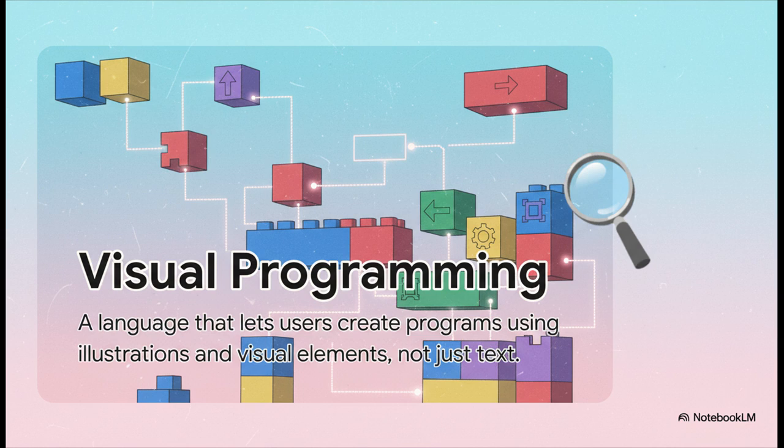So what is visual programming, really? At its heart, it's pretty much what it says on the tin. It's a language where you build programs by moving around visual things. You're dragging blocks, you're connecting dots, you're arranging icons. You get to focus on the logic of what you're building, not on whether you forgot a semicolon somewhere.